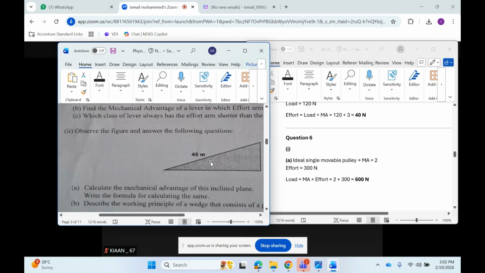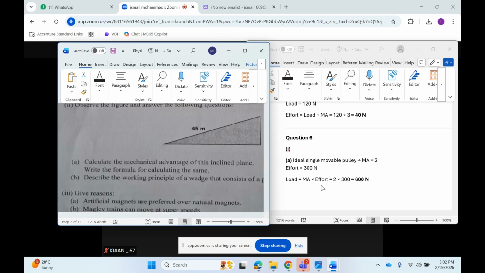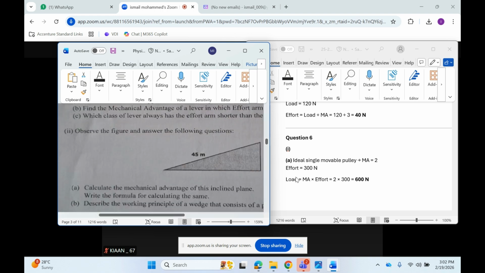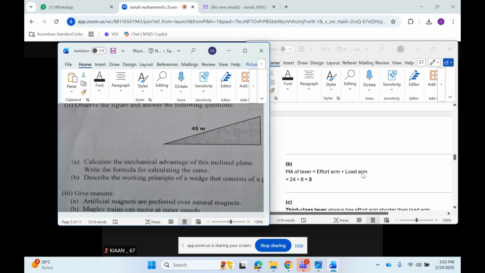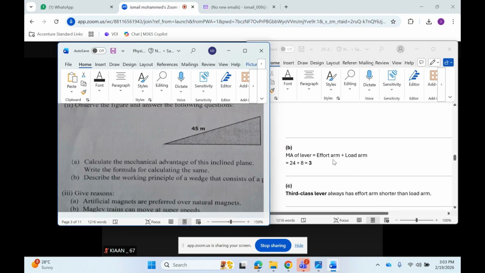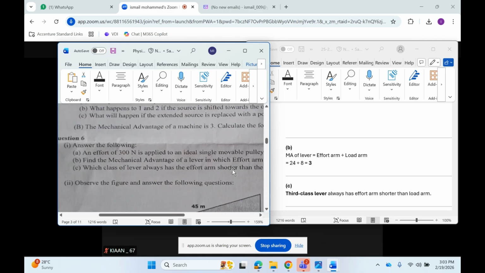And next one, 6-2, 45 meters is given. Calculate the mechanical advantage of the inclined plane. Write the formula. It is effort arm by load arm, which is 24 by 8, which is 3.